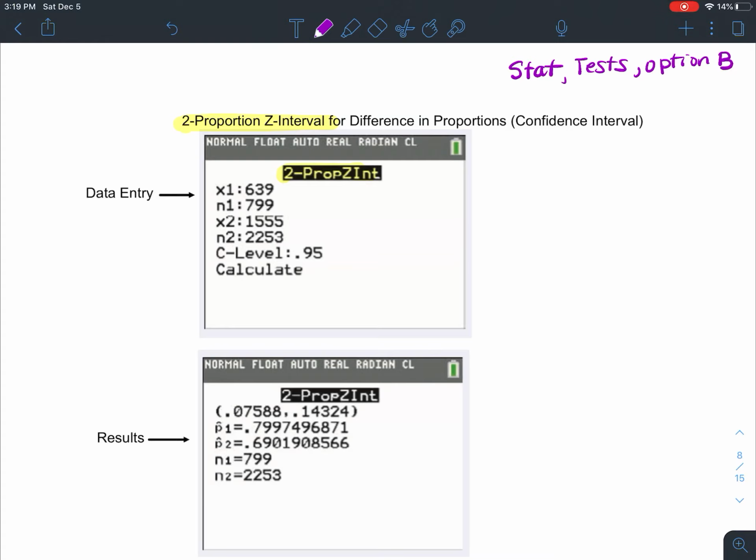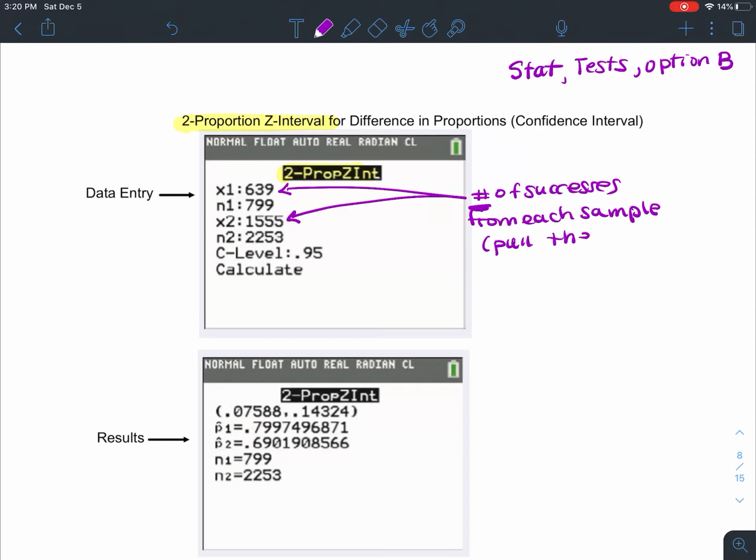Okay. Now, when you select this, it's going to ask you for all of these inputs that you see in this top screen. What it's looking for, when it's asking for X1 and X2, is the number of successes from each sample. Okay. Not the probability of a success, the number of successes. So you're going to pull these numbers from the conditions that you would have calculated, like that large counts condition.